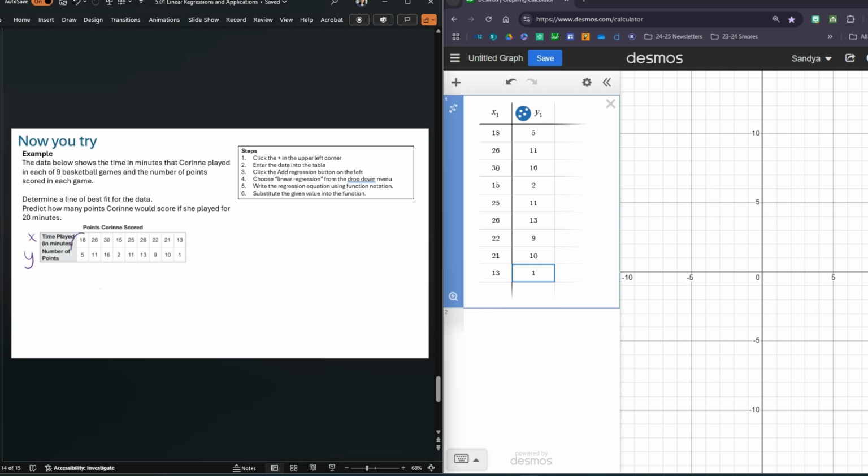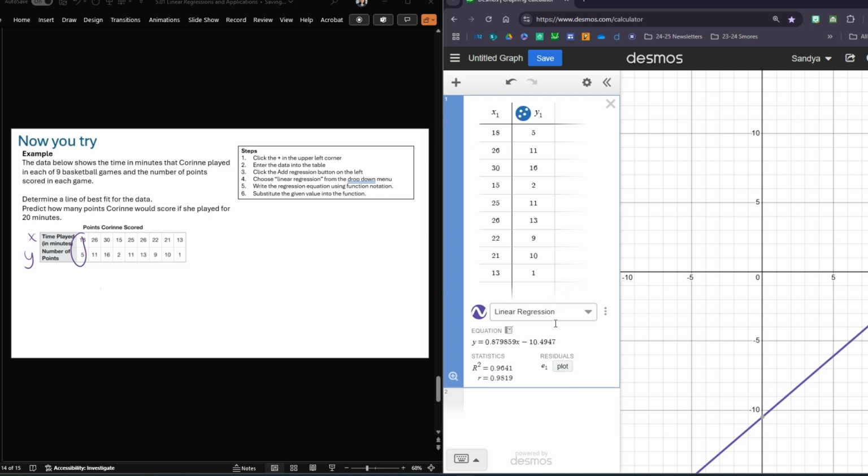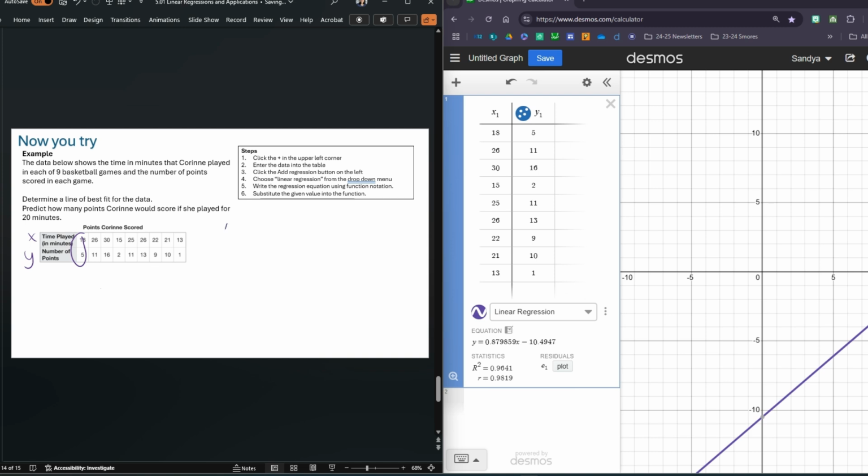Like you can see, this first point right here is 18.5. So that's what I have in this first row in Desmos. So once you have the values all entered, go ahead and click add regression, and we're looking for a linear regression. So here it gives us an equation. So we have y equals 0.88x minus 10.49. Okay. And so what we need to do now is predict how many points you'll score if she plays for 20 minutes.